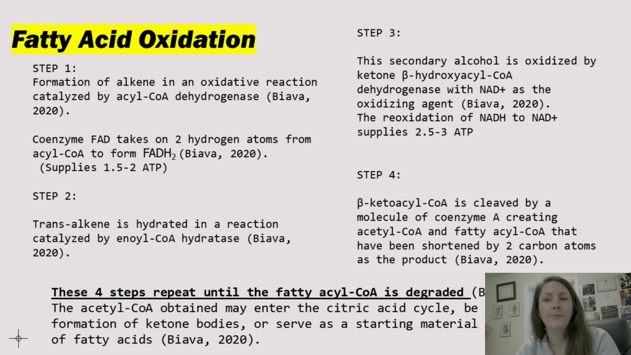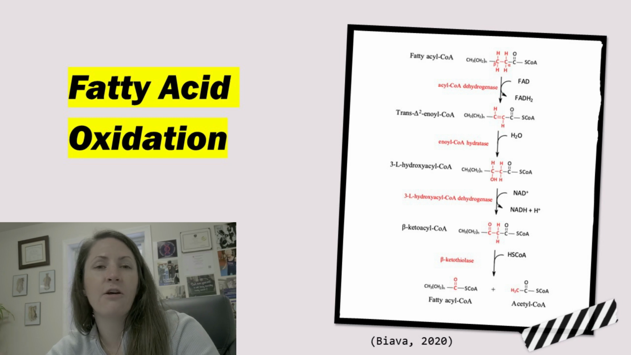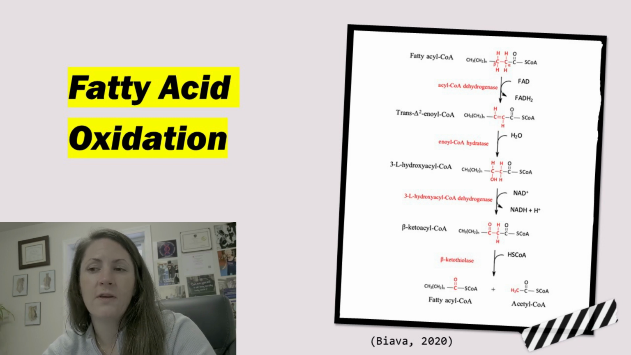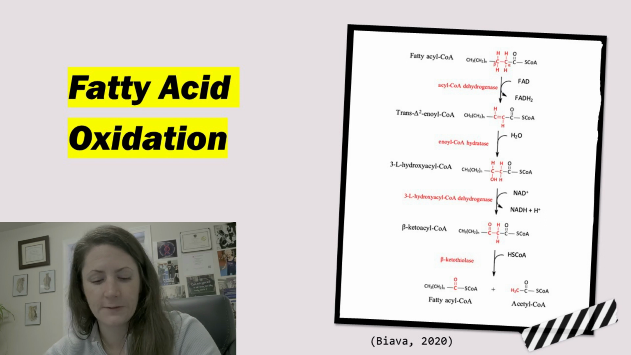Like I said in the previous slide, these 4 steps repeat themselves until all of the fatty acyl-CoA is degraded. All of the acetyl-CoA that's obtained may enter the citric acid cycle, or the Krebs cycle, and be used for the formation of ketone bodies, or serve as a starting material for the synthesis of fatty acids, or move into the liver to create glucose. Here you'll see a chart that breaks down each of the steps of fatty acid oxidation as we move into where we end up with acyl-CoA as the end result.